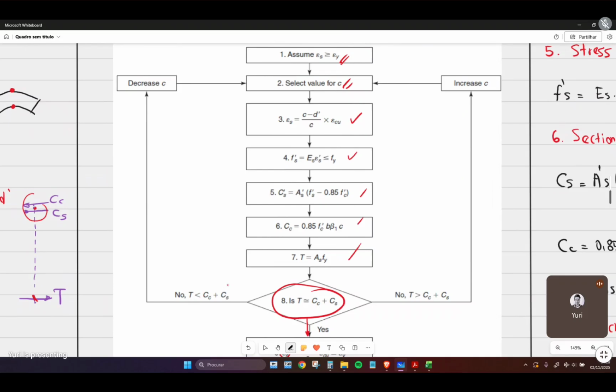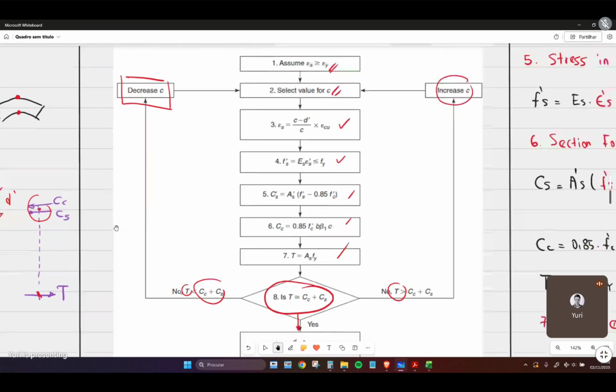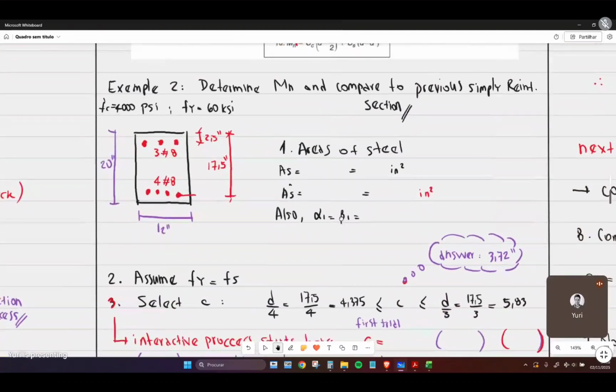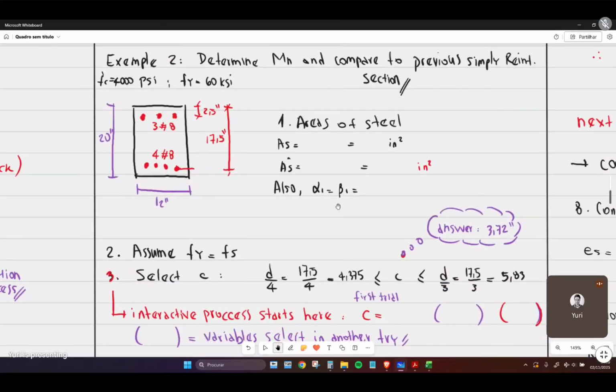If the compression forces are bigger than the tension forces, we just reduce the depth of the neutral line. If it's the opposite, if the tension reinforcement gives more strength than the compressive components, then we increase c. So it might be a little bit tricky, but I'm going to do an exercise right now with you guys so you can see this is actually very simple. It's the same exercise from previously, but we are adding compression reinforcement here. Okay, so let's check this.